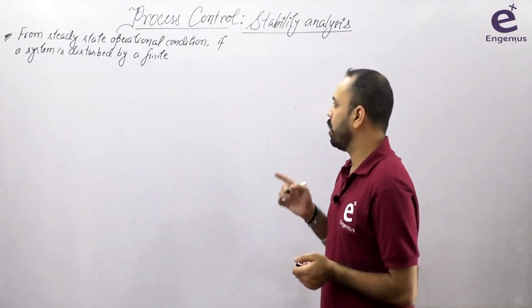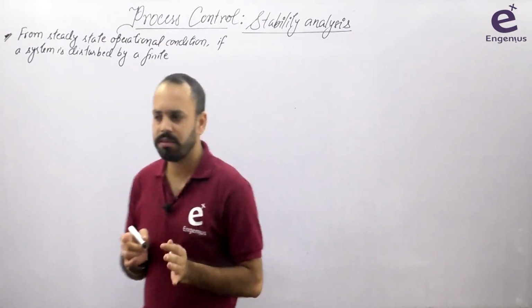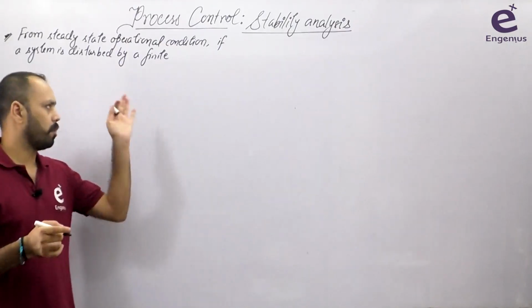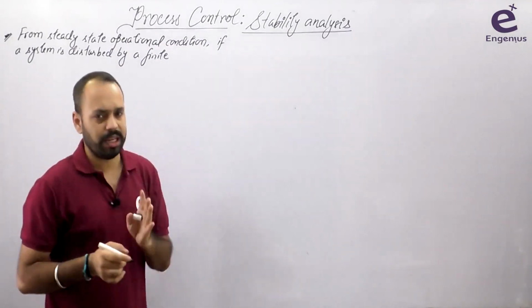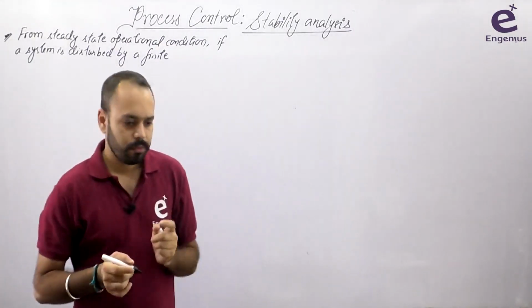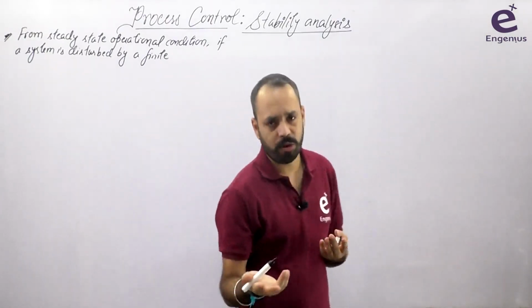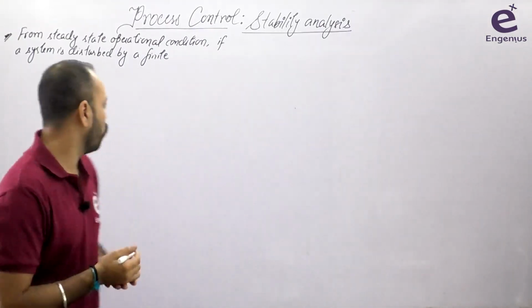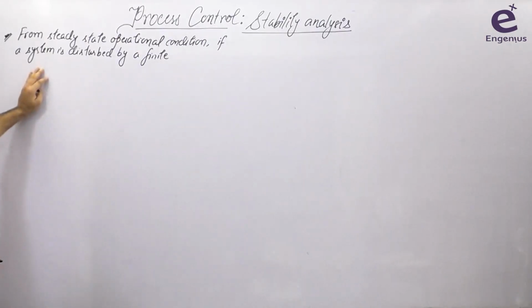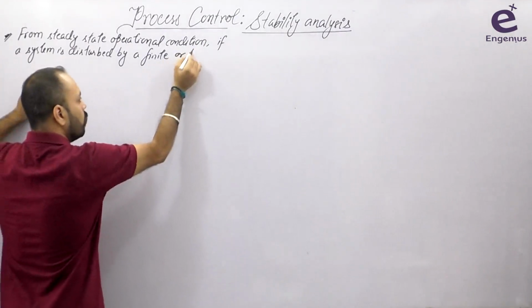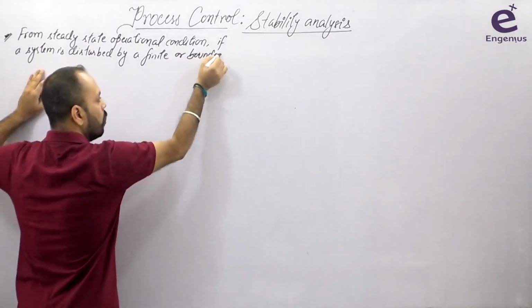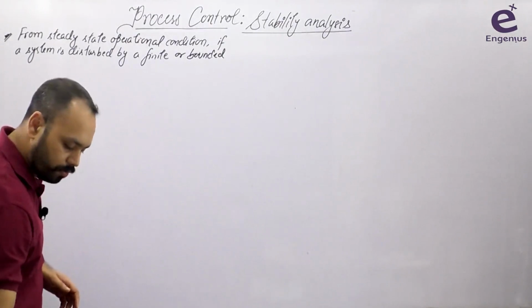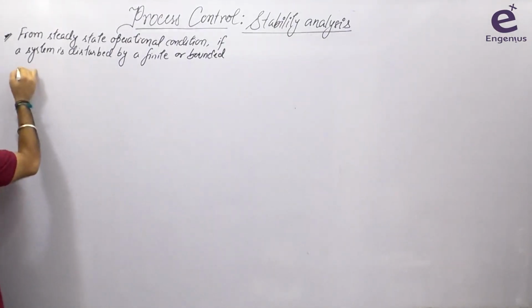So from steady state operational condition, if a system, please be careful here because ultimately in process control definitely there will be a question, and from stability analysis 100% there will be one question. It can be from Routh, can be from Bode, can be from frequency response, but one or 2 questions from stability must come, okay? So please be very careful here in all the definitions. If a system is disturbed by a finite or bounded input. Now please recall how we were checking whether a function was bounded or not.